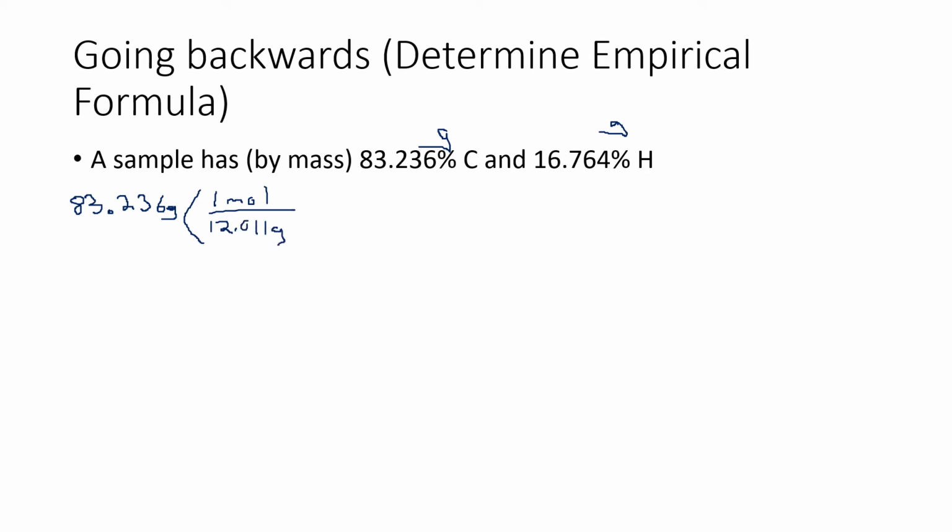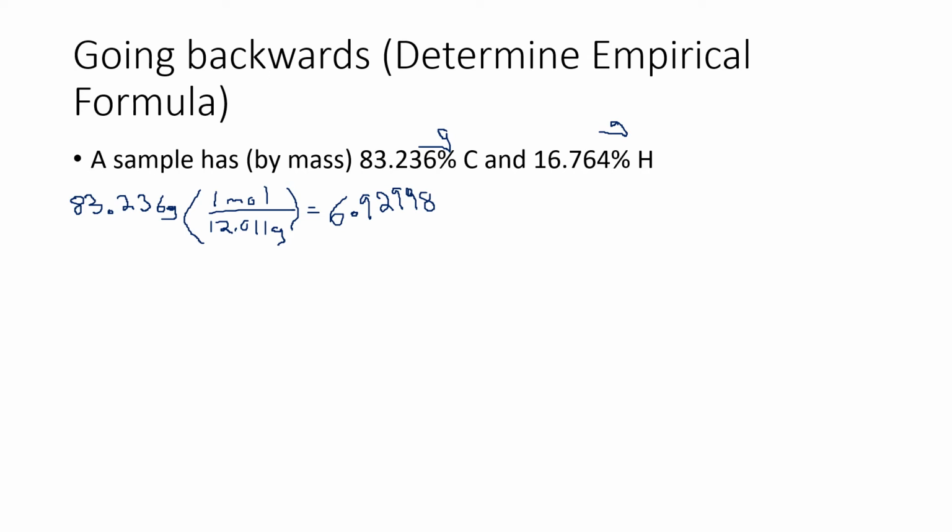Now, again, and you've seen me do this many times, my grams on bottom here because I wanted to cancel, right? All right, so crunch those numbers, and I get, what did I get? I got 6.92998. All right, we're going to come back to this in a minute. Let's go ahead and do the hydrogen part, and we'll come back.